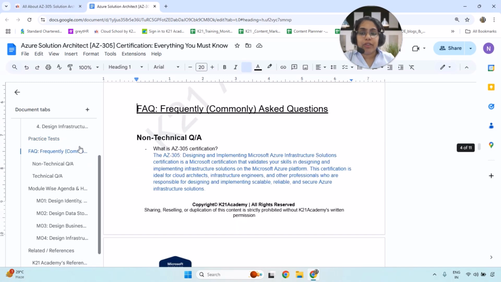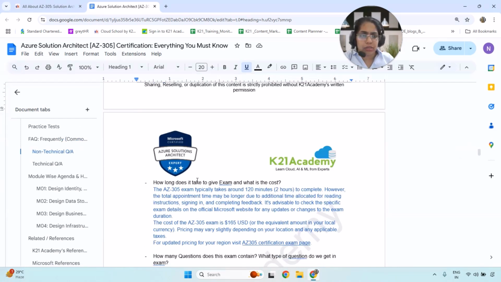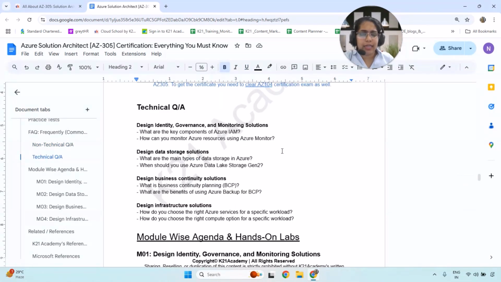FAQ is divided into two parts again. FAQ has a non-technical QA part and a technical QA part. The non-technical QA part covers mostly the questions related to what the certification is about, how long it is valid, what is the costing. Those are all the non-technical questions. In the technical questions, we are discussing the different types of questions which are frequently asked, which is something that comes to your mind and most of the trainees come and ask us. So we have included a few of those things in the technical QA.